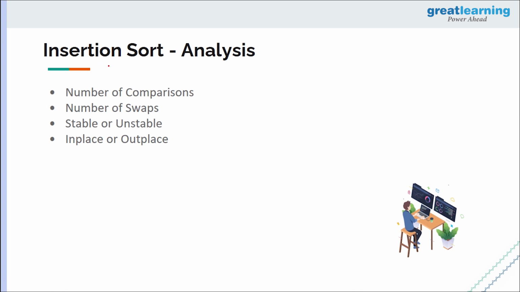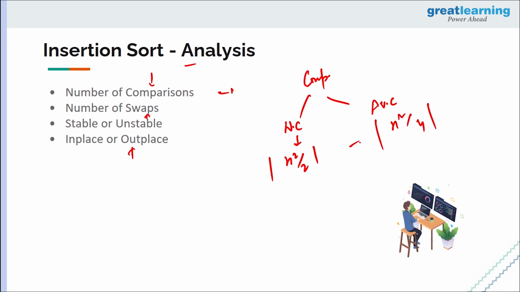Now let's talk about insertion sort analysis, wherein we will be analyzing comparisons, number of swaps, stable or unstable, in place or out of place. First let's talk about the number of comparisons required. We will talk about two scenarios, worst case and average case. In the worst case, the number of comparisons required is n square by 2. In the average case, it is n square by 4, which is half of this.